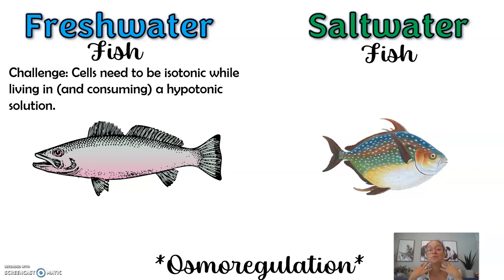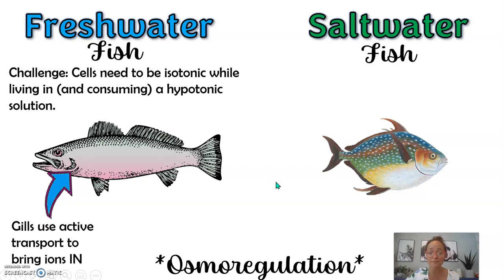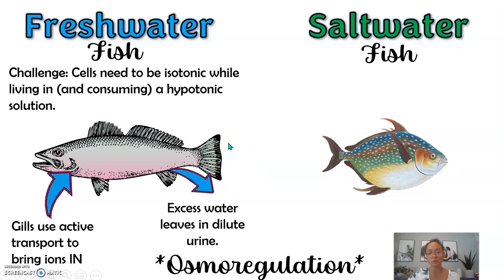So in the gills, where the fish does gas exchange and has oxygen diffuse in from the water and carbon dioxide diffuse out, there are also going to be active transport pumps, ion pumps, and the fish are going to use active transport to pump ions into their bloodstream to counterbalance that fresh water that is being taken in when it eats. The second thing these freshwater fish do is they're going to have large amounts of dilute urine. They're going to just pee out a lot of this excess water.